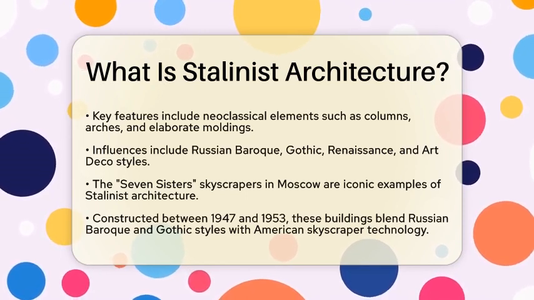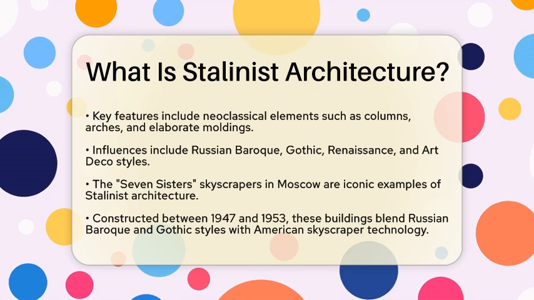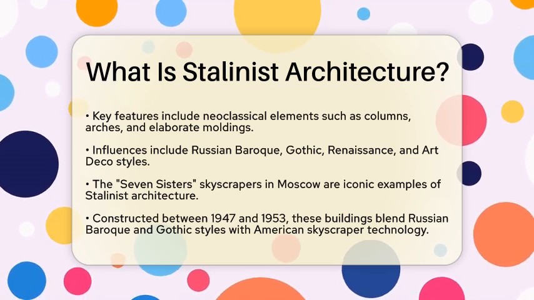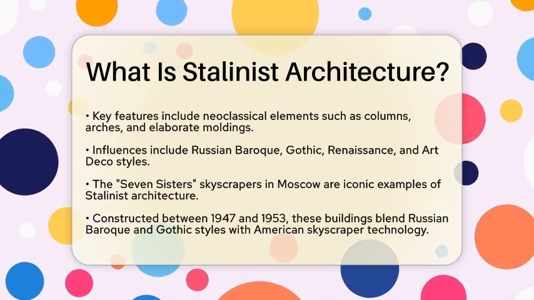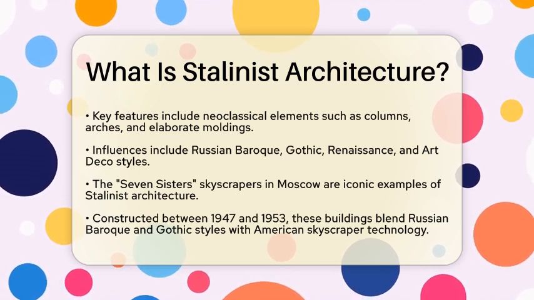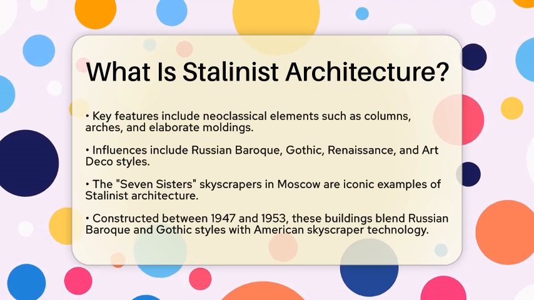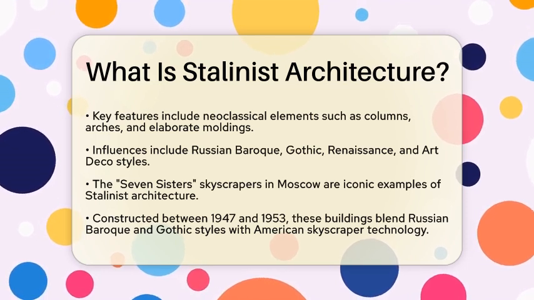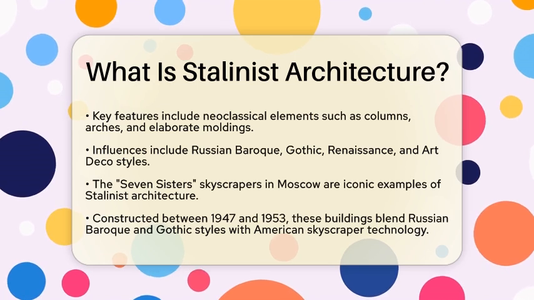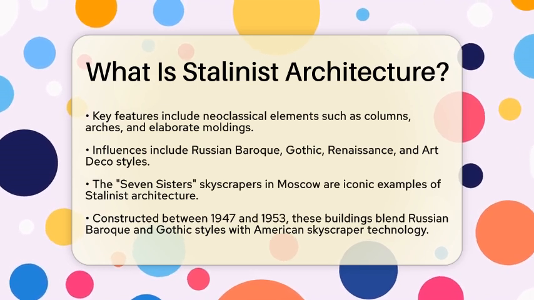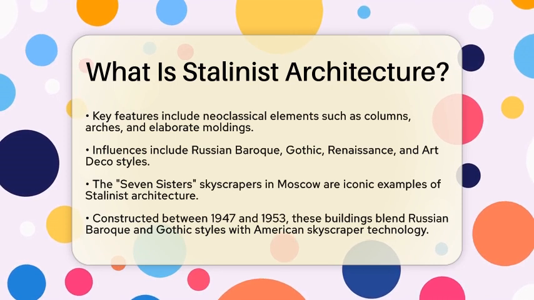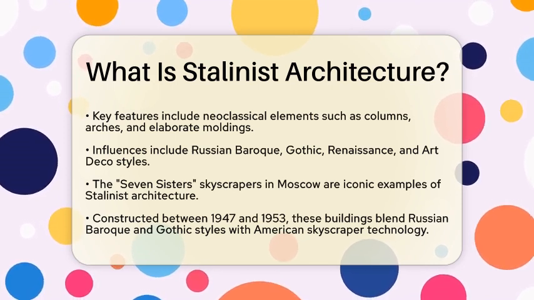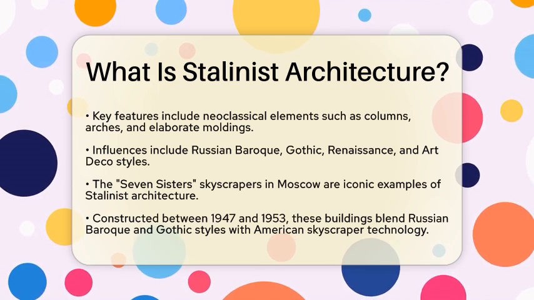One of the most iconic examples of this architectural style is the group of skyscrapers in Moscow known as the Seven Sisters. Constructed between 1947 and 1953, these buildings blend Russian Baroque and Gothic styles with the technology of American skyscrapers. They feature strong bases and crown-like tops, emphasizing verticality and grandeur. Notable structures among the Seven Sisters include the main building of Moscow State University and the Ministry of Foreign Affairs building.